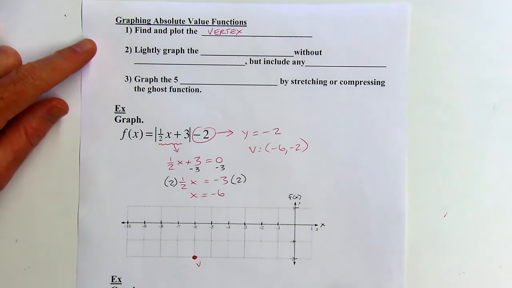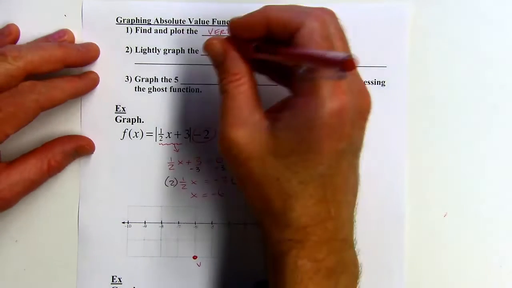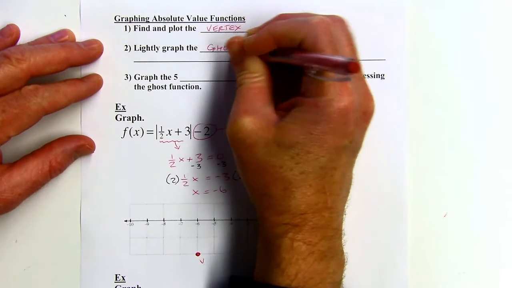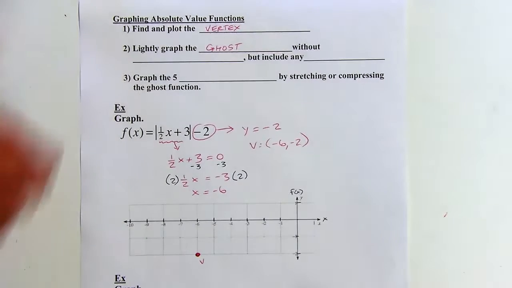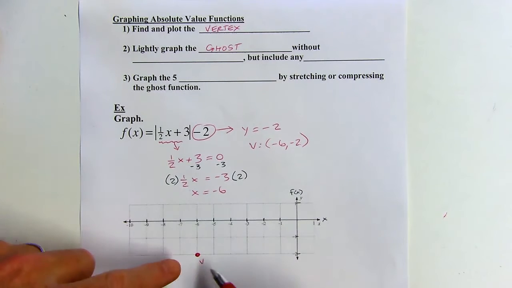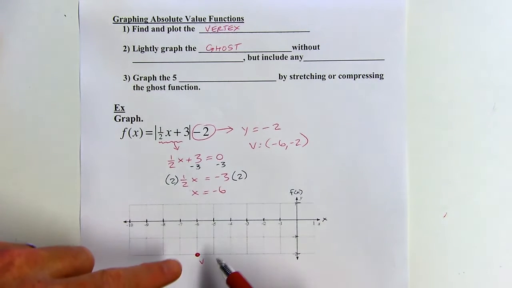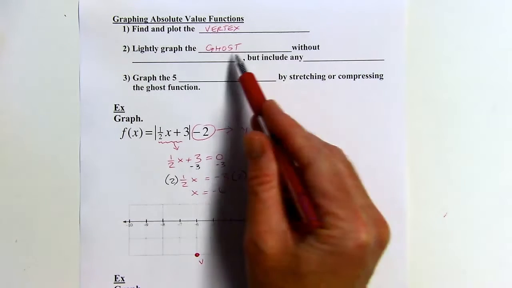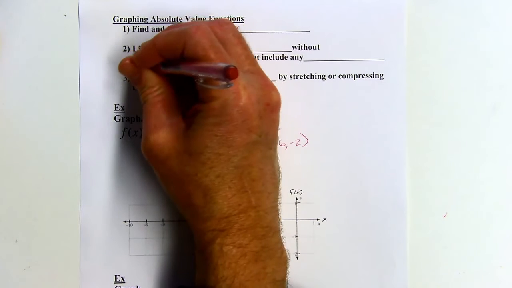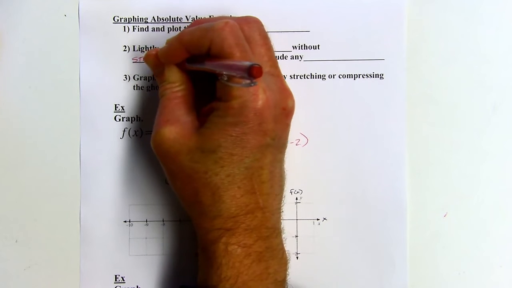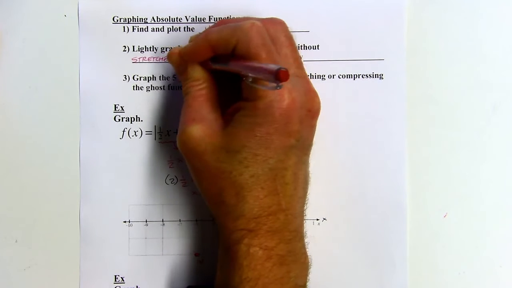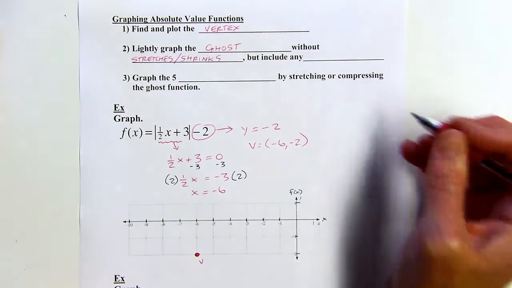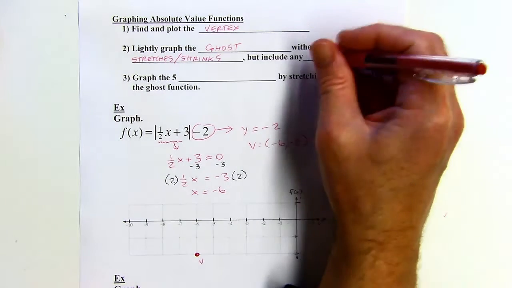Step 2, I'm going to lightly graph what I call the ghost. It's just something I made up. So what that is, the ghost, is my parent graph, but opening from this vertex, okay? So the ghost, that's without stretches or shrinks. But I would include any reflections.